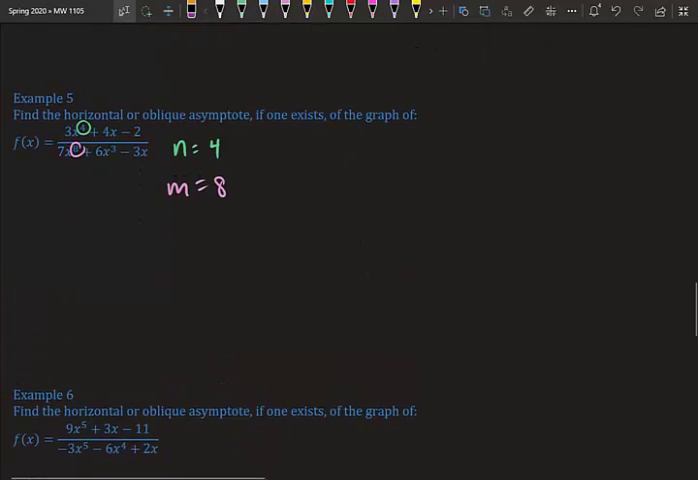So rule number 1 just states our horizontal asymptote is y equals 0. Awesome.